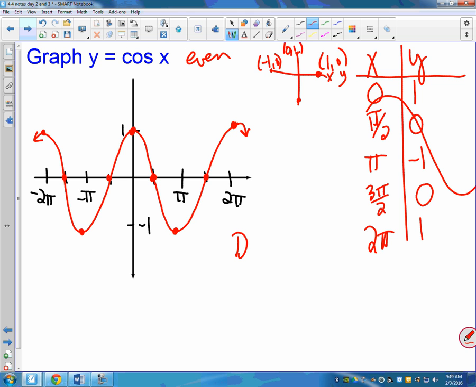I guess the domain is exactly the same as sine. The domain is all real numbers. The range is exactly the same, negative 1 to 1, which is why we always start with this.